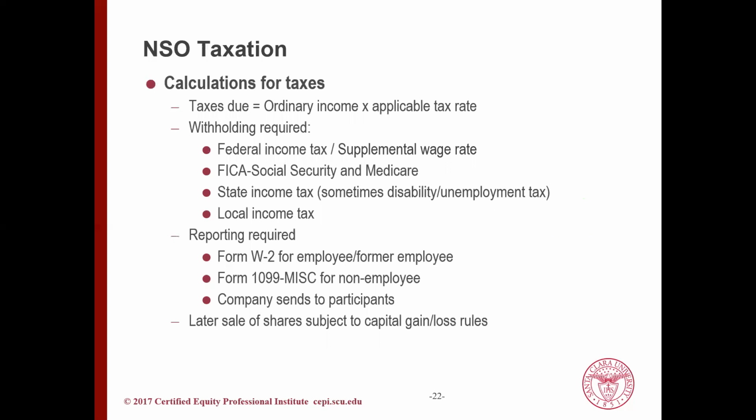Remember the supplemental wage rate that we talked about at the beginning. For compensation income over $1 million, the federal supplemental rate is 37%. For under $1 million on an annual basis, it's 22%. Again, the reporting required is a W-2 for employees and 1099 MISC for non-employees. Remember that a sale of the shares previously exercised by the optionee is then subject to capital gains or losses, which is sale price over fair market value at exercise.